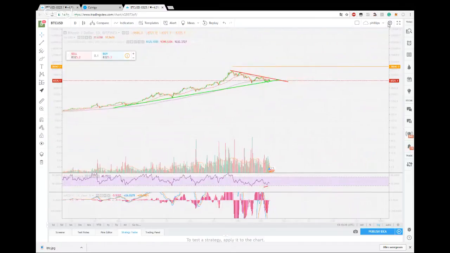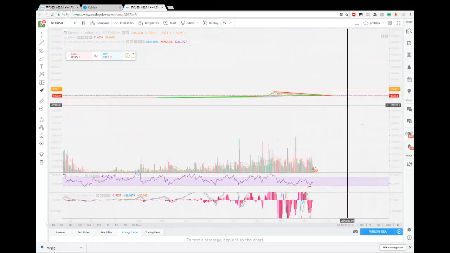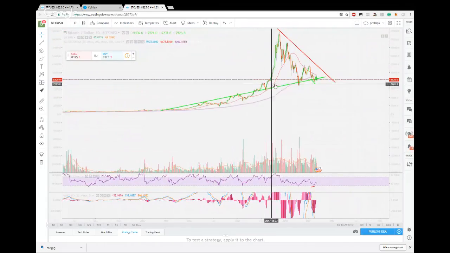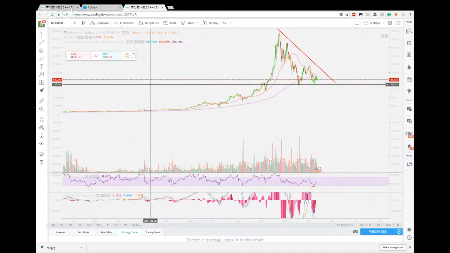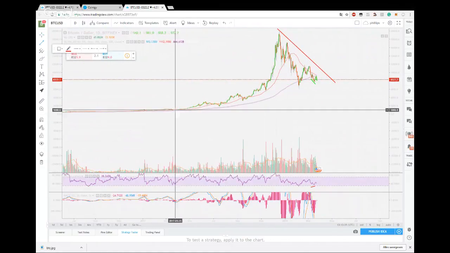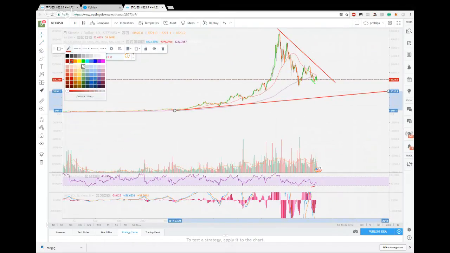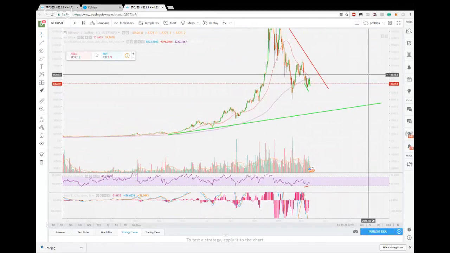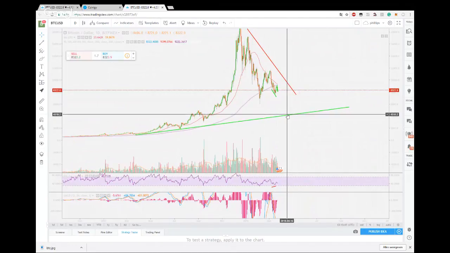For the targets, we are going to remove the log scale, because obviously if we break down, log wouldn't be in place anymore. And we are going to draw a simple support. There we go. Going to make this green. There. So the targets, if we break down, would be 4,300.